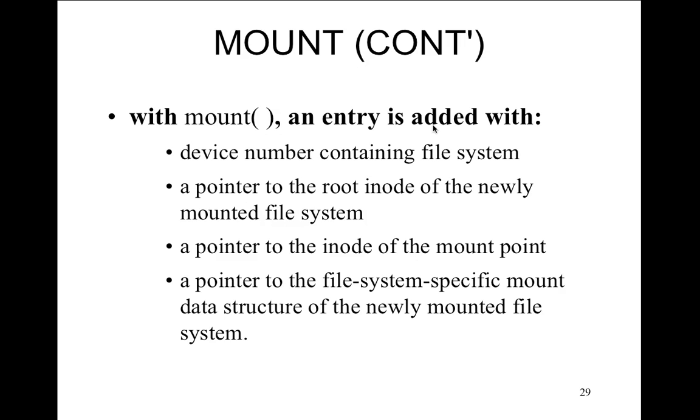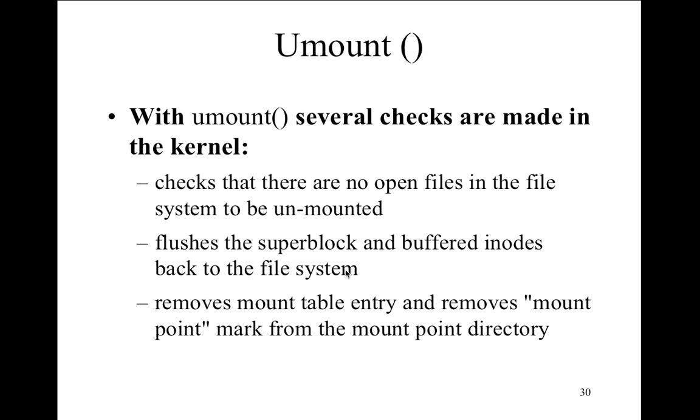So with the mount, an entry is added, and the entry's got a device number containing the file system that the mounted disk is going to use, a pointer to the root inode of the newly mounted file system, a pointer to the inode of the mount point, and a pointer to the file system's specific mount data structure for the newly mounted system. So, common thing, a pointer, a pointer, a pointer. Which is why C programmers really need to learn about pointers and be familiar with the pointer concept, especially if you're going to write kernel code. It's all pointer based. Because why load it into memory? Just for the same reason why we use pointers in programming in C. It's more efficient in some ways.